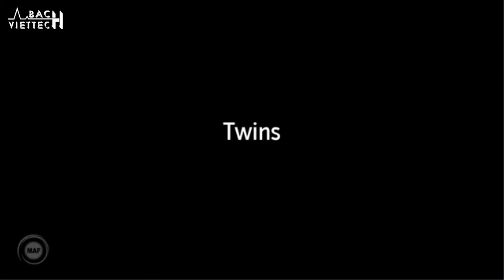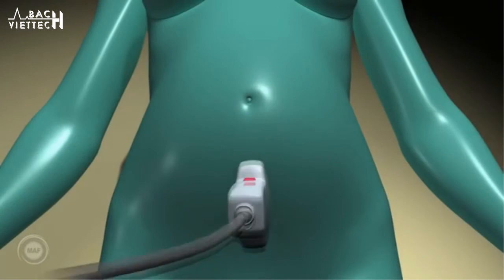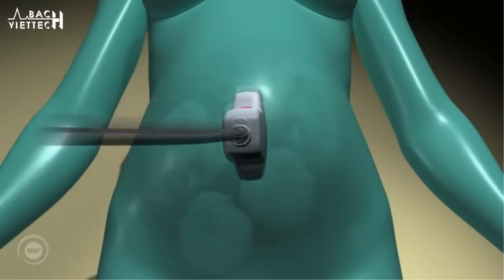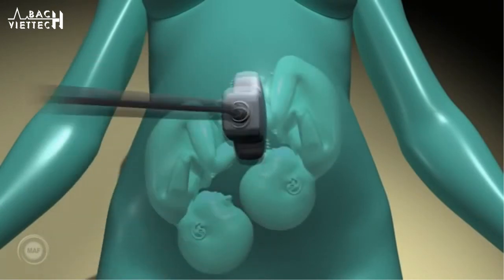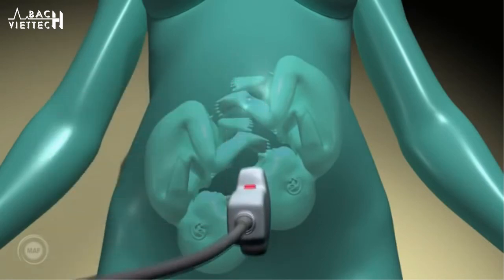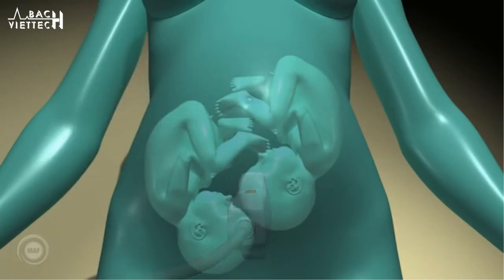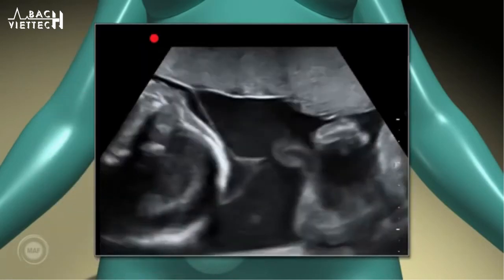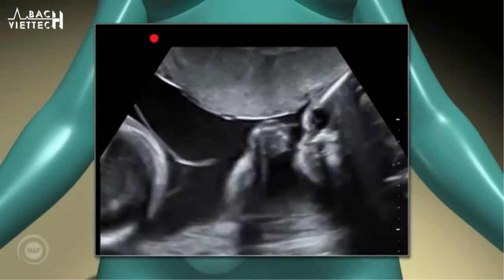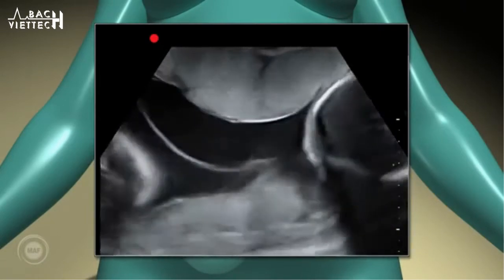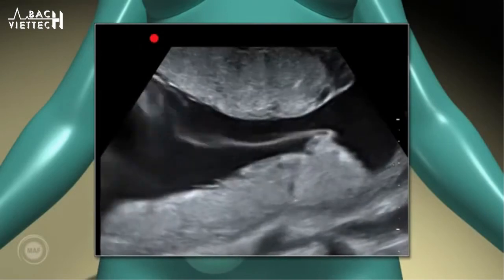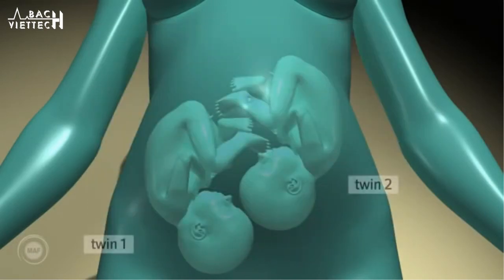Twins. During the ultrasound scan of twins, it's important to identify each twin and to describe their positioning. Twin 1 is traditionally referred to as the twin with the lowermost presenting part. So in the case where both are lying longitudinally with a cephalic presentation, twin 1 will be the twin that has its head lowest in the pelvis.